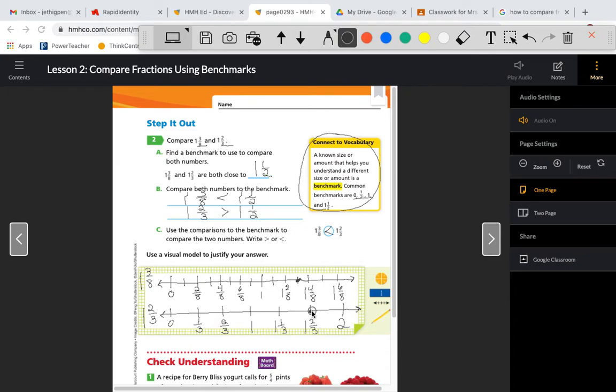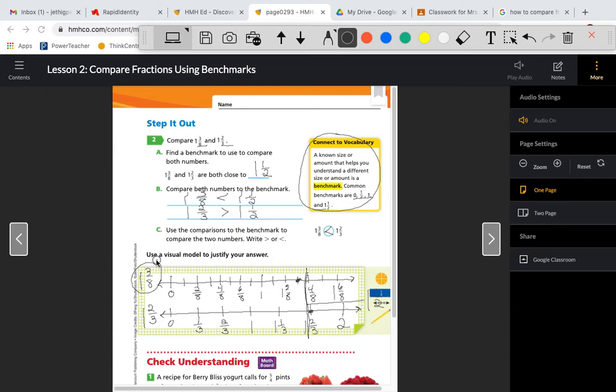Here's 1 2/3. Now we've got to think about where would 1 1/2 be? Well, 1 1/2 would be this line right about here. So that's 1 1/2. Okay, so now looking at our two number lines and where our two fractions fall on the number line, which number is less than 1 2/3? And that would be 1 3/8. Okay, 1 3/8.